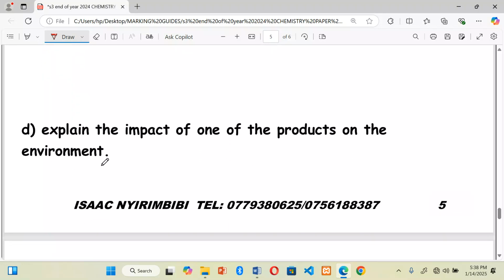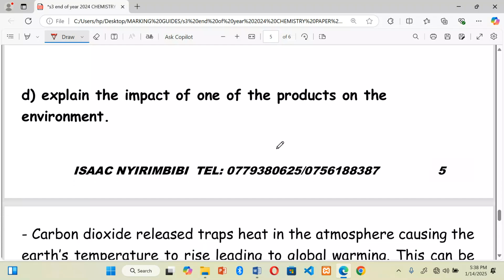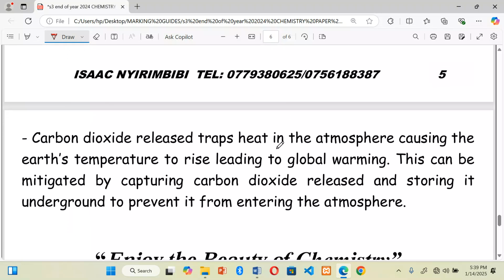Finally, let's look at this last question, which is part D. Part D says, explain the impact of one of the products on the environment. So you have two products, that is carbon dioxide and calcium oxide, which means you can choose any of the two, because the question is saying explain the impact of one of the products. If it is carbon dioxide, talk about carbon dioxide. If it is calcium oxide, you talk about calcium oxide. So for me, in this case, I talked about carbon dioxide gas. You can talk about calcium oxide.